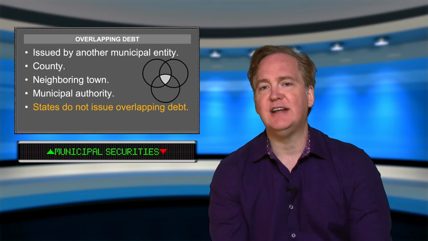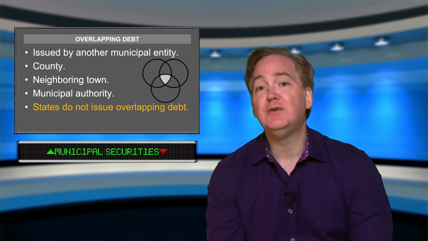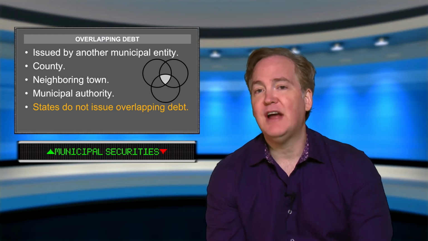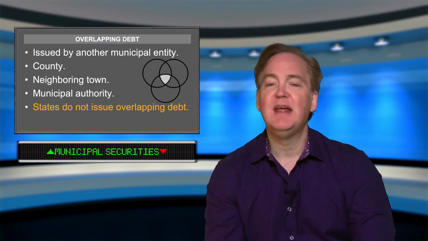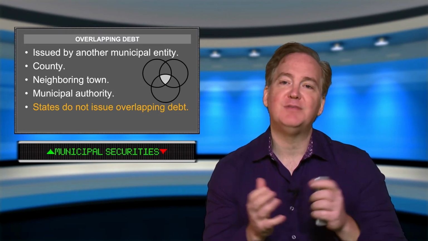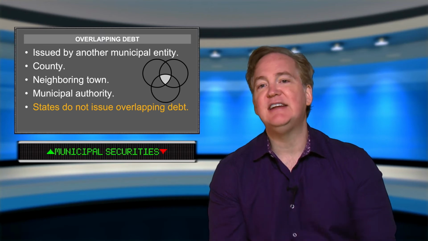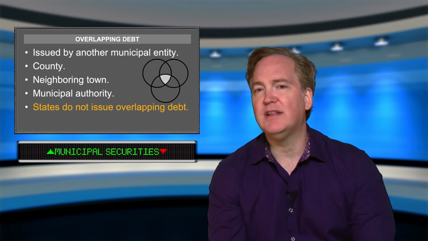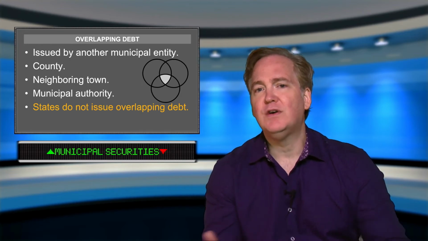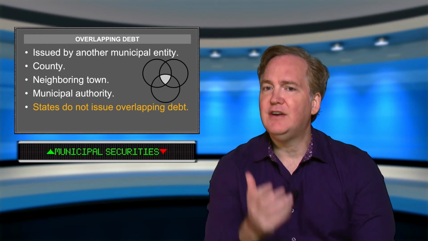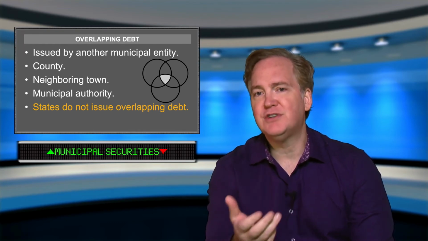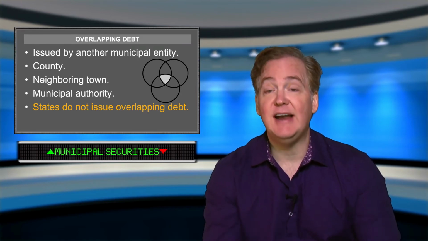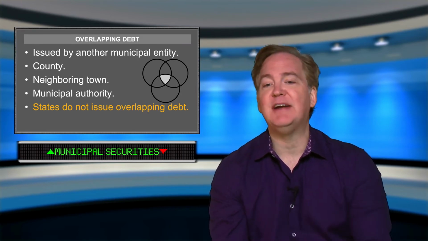And town A undertakes a program to improve the reservoir that both town A and town B use to draw water for the residents. Now, town A borrows perhaps $10 million, and they say to town B, well, I know we borrowed this money, but we're using the funds to repair or to improve the reservoir that your residents all use, and you're responsible for repaying your proportional share of this debt. That is known as overlapping debt.